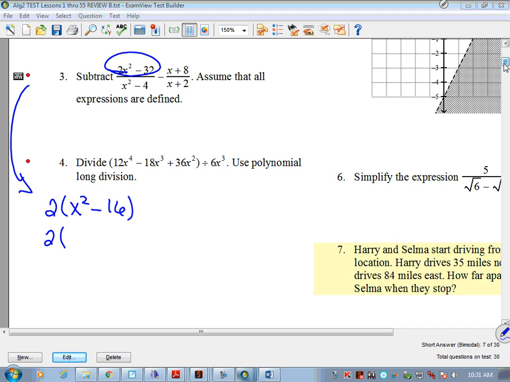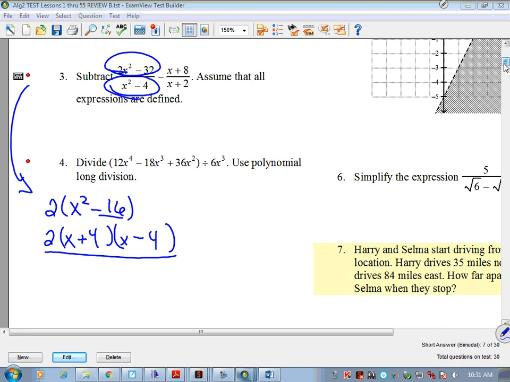X squared minus 16 is a sum difference because I notice that I've got an x and an x, but negative 16. Notice that there's no x value in here, but it's a perfect square, so I get positive 4 and negative 4. All right, so that's going to be there. I can come down to my x squared minus 4.